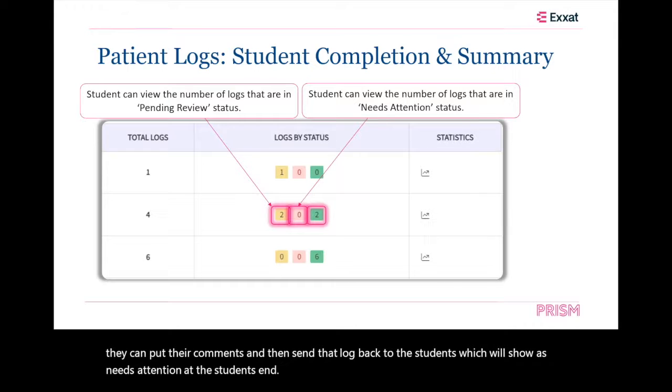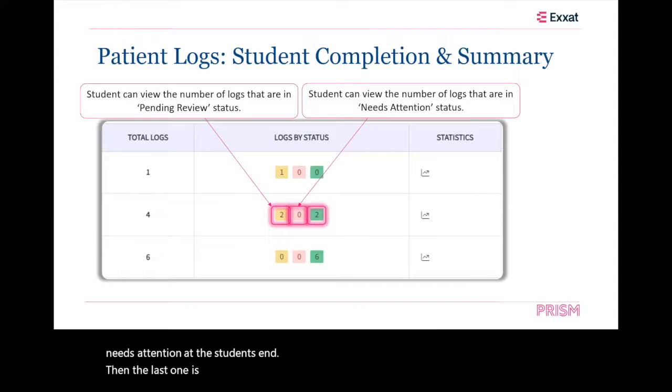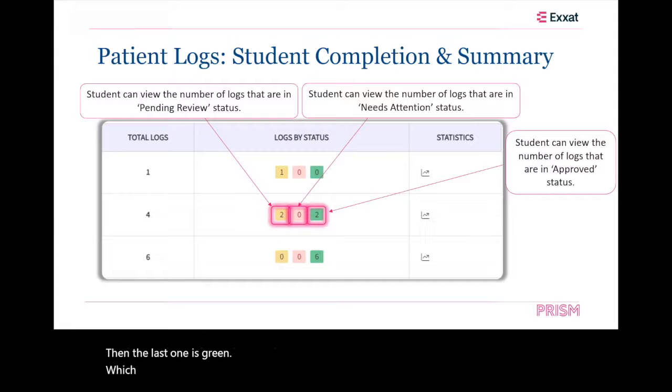Then the last one is green, which shows the number of logs approved by the reviewer. So this is what these three colors denote for the students.